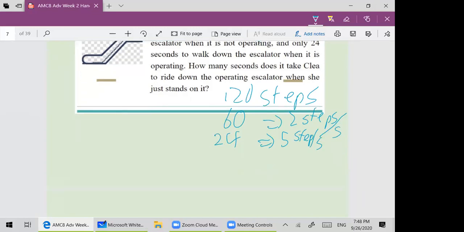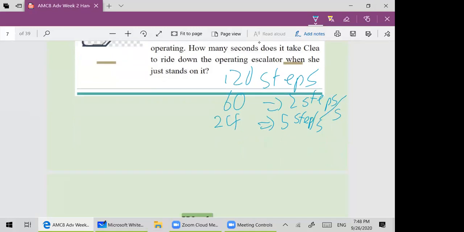2 of these steps are her own, which means that when the escalator is operating, it operates at 3 steps per second. And since there are 120 steps, this means that the escalator will take 40 seconds to ride.